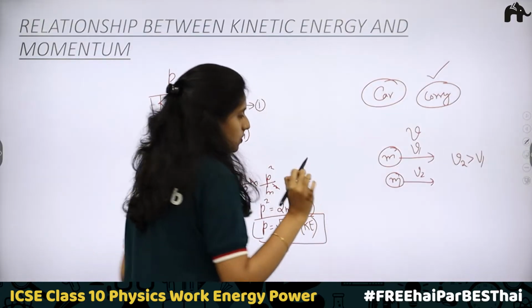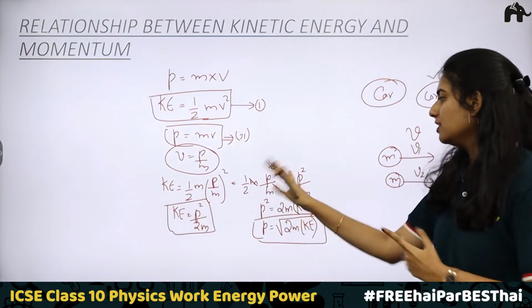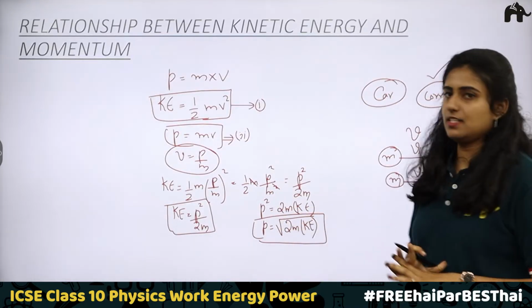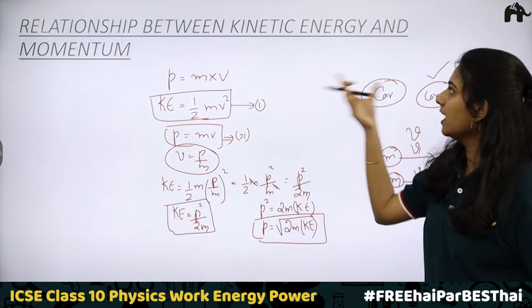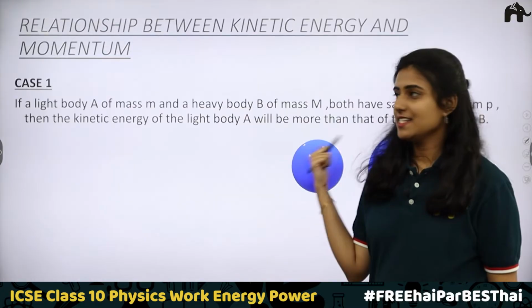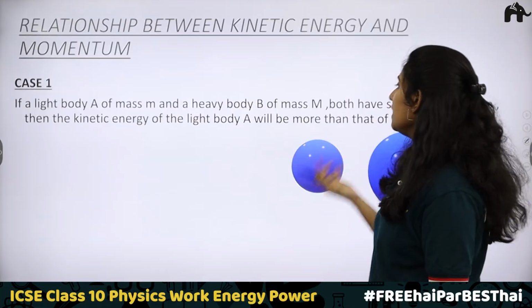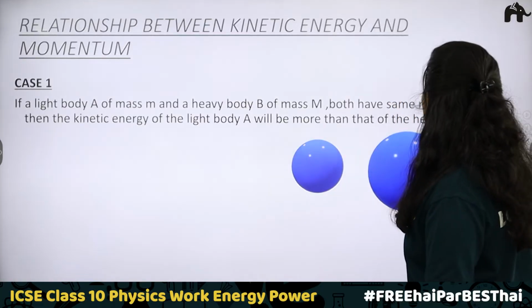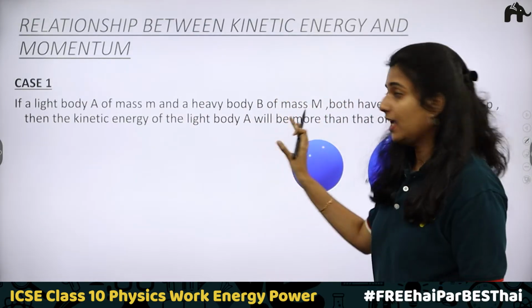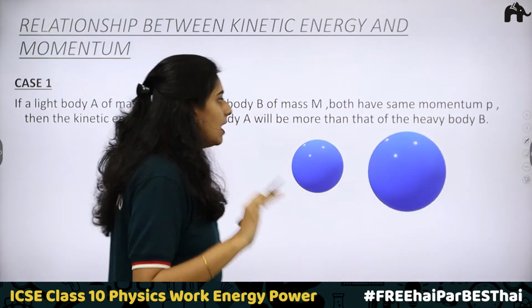So, these two relations, that is kinetic energy is P square by 2m. On rearranging, you will be getting momentum is equal to root of 2m into kinetic energy. This is the relation showing how momentum and kinetic energy are related. Let us take a case. If a light body A of mass small m and a heavy body B of mass capital M both have same momentum P, then the kinetic energy of the light body A will be more than that of the kinetic energy of the heavy body capital B.